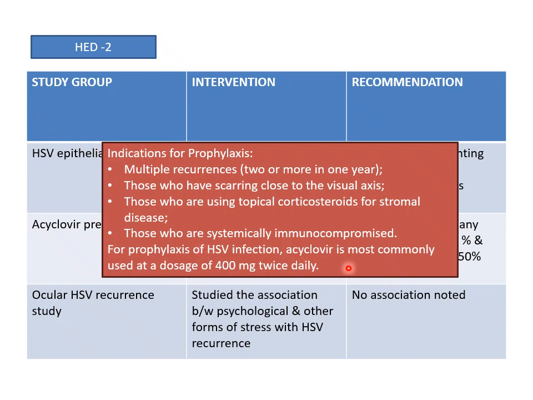And what do you give? You give acyclovir, used at a dose of 400 mg twice daily. Now this is different from the therapeutic dose of acyclovir, which is 800 mg 5 times a day. Please remember, therapeutic dose 800 mg 5 times a day, prophylactic dose 400 mg twice a day.